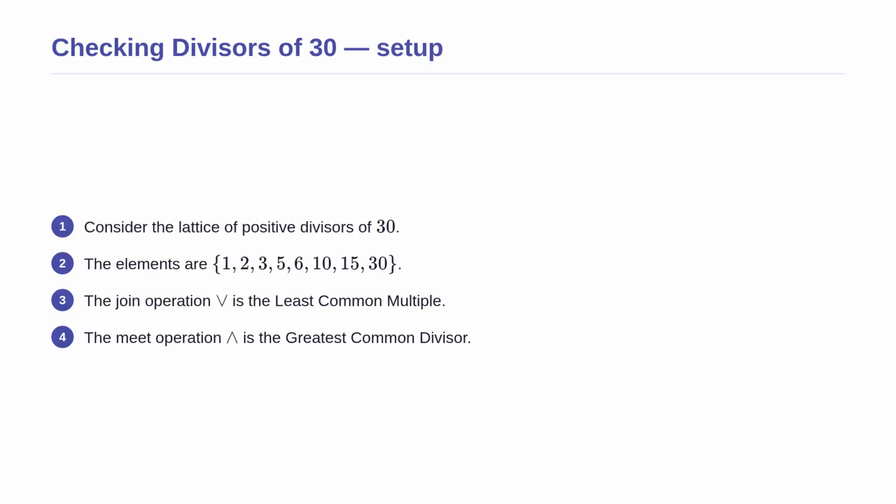Before we prove the theorem, let us see this with a concrete example. Consider the lattice formed by the positive divisors of 30, ordered by divisibility. We want to determine if this lattice is distributive. First, we list our elements: 1, 2, 3, 5, 6, 10, 15, and 30. In this specific lattice, our join operation is the least common multiple, and our meet operation is the greatest common divisor. We will use these operations to search for any hidden forbidden shapes.